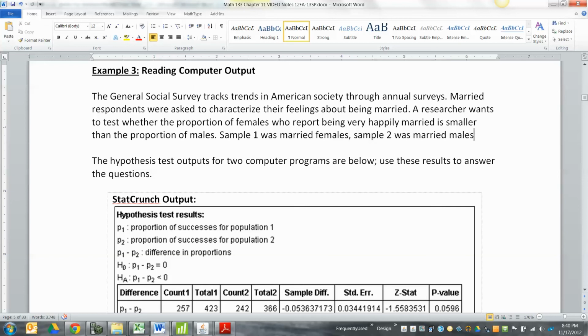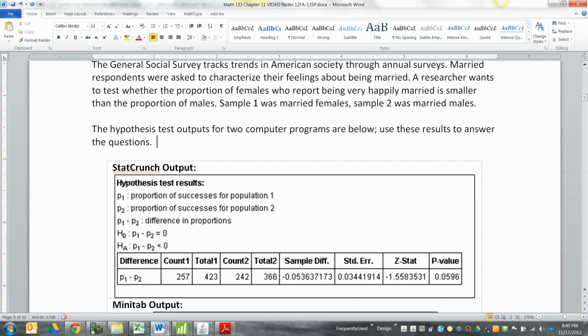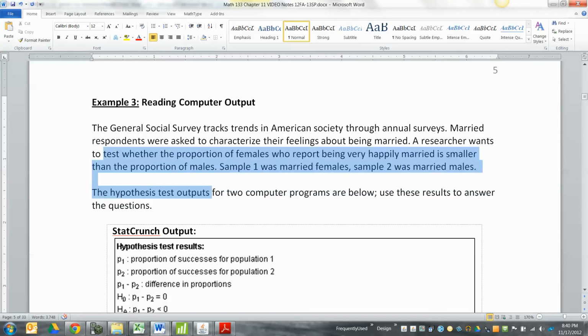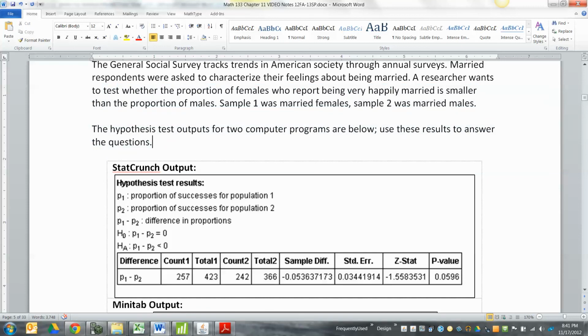Now, I got to tell you, when I give you a problem like this, I will hopefully at all times give you a hint as to which population was which. So I told you here, sample 1 is married females, sample 2 is married males. When you do it yourself, of course, you can set up whichever one you want. But sometimes in the problems, I'll try to give you a hint about who I want, or maybe I'll just say flat out, make this group sample 1, make this group sample 2, just to make our lives easier for when I have to grade and stuff.